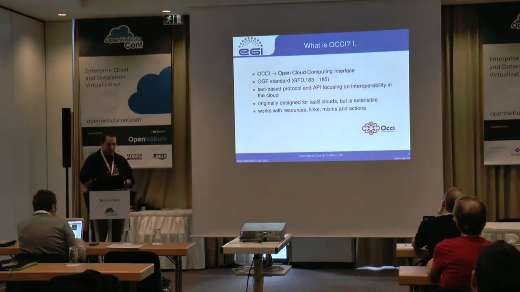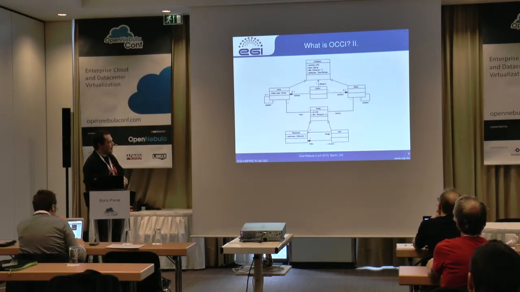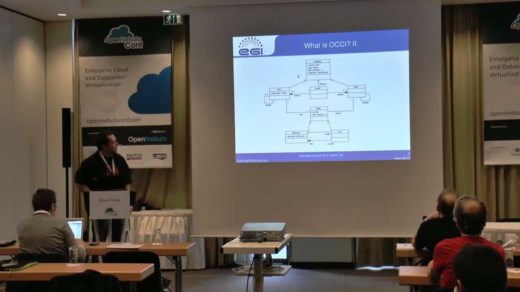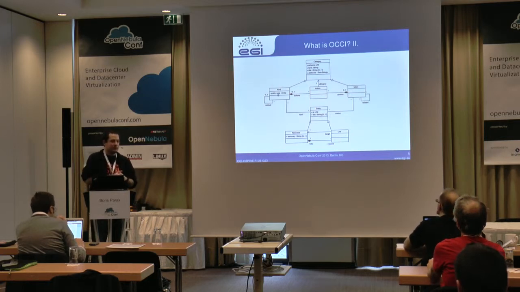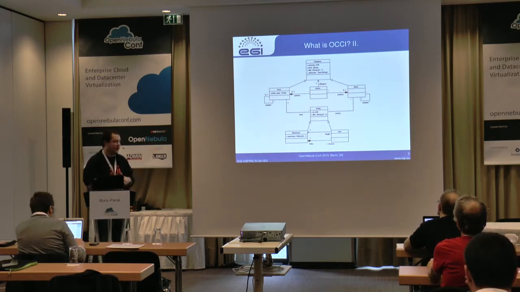OCCI works with a few key elements. This is the actual diagram taken from the official specification, and as you can see, it's quite complicated. So I will focus on the most important points and elements inside this diagram. So as you can see, OCCI is working with kinds, actions, mixins, and resources and links. This means you actually have a kind that's basically a class. This class can be instantiated into an entity, or to be more specific, a resource.